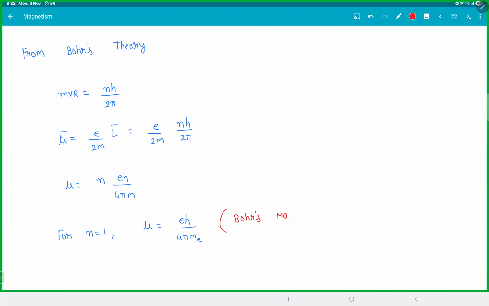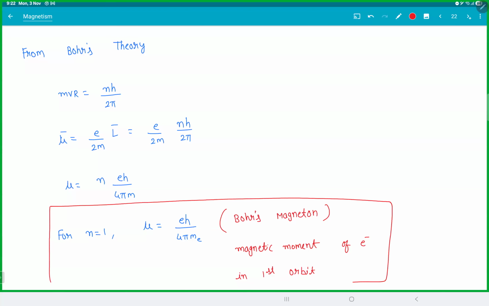This was the question: which of the following is the Bohr's magneton? What is Bohr's magneton? It is the magnetic moment of the electron in the first orbit. If you remember that statement, it will be easy to derive even if you don't remember the exact result. In the first orbit, what is angular momentum? h by 2 pi. What is the magnetic moment? q by 2m into L bar. The terminology, Bohr's magneton, was something new even for me a few years back.